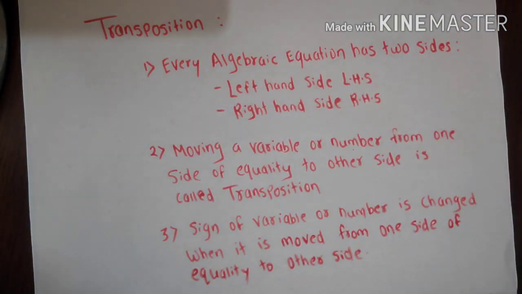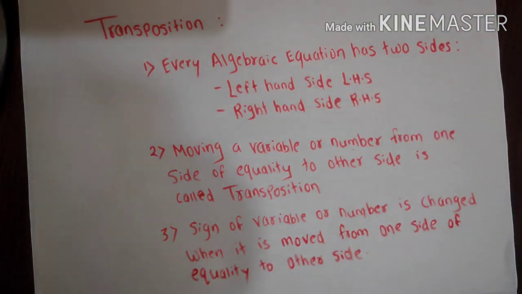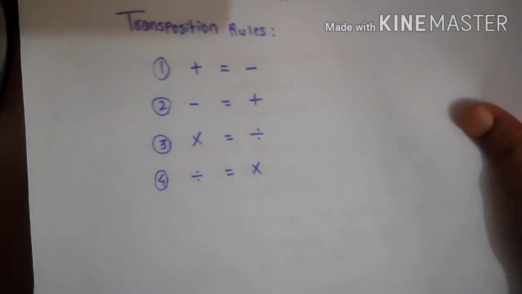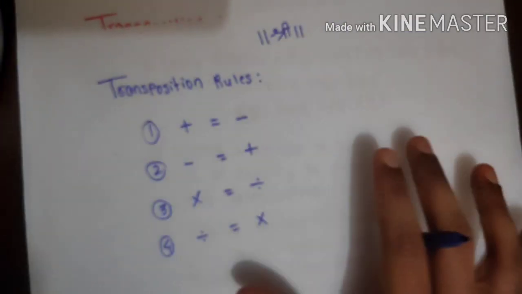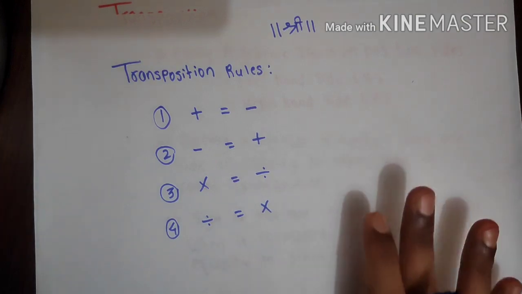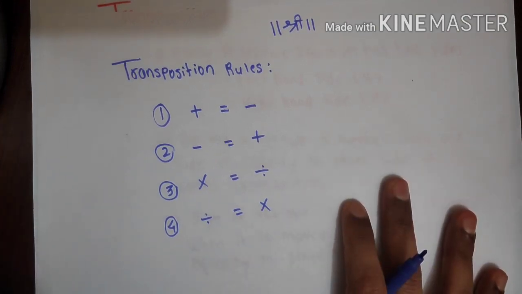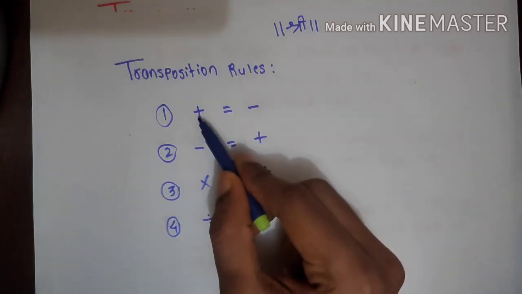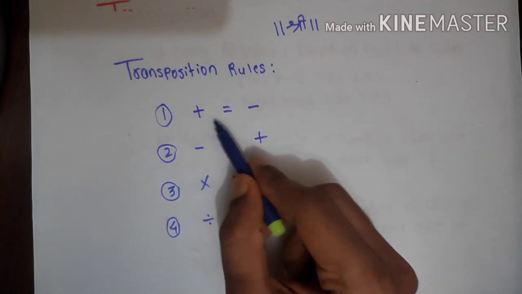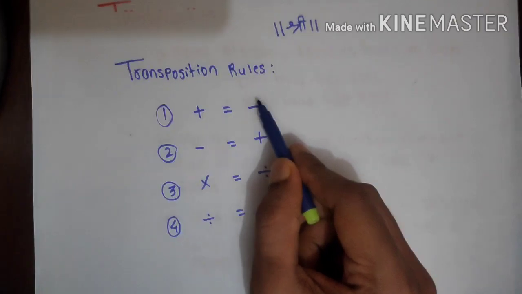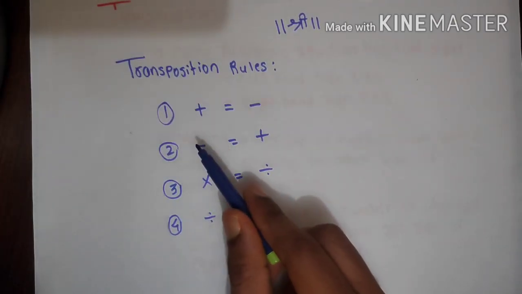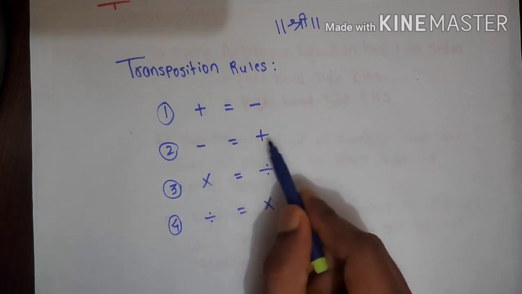Now let's see our second point, that is transposition rules. These are the very simple rules that we need to remember when we perform transposition. The first rule is when we move a plus sign from one side to another side, it will become minus. Second rule is that when we move a minus sign from one side to another side, it becomes plus.